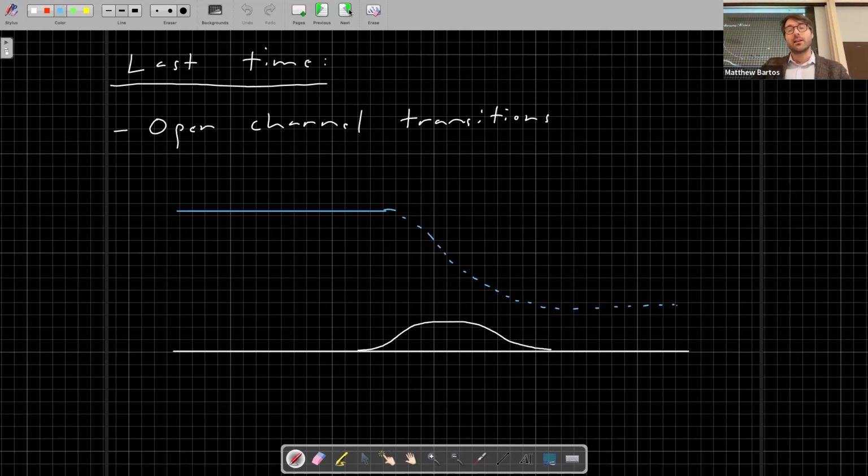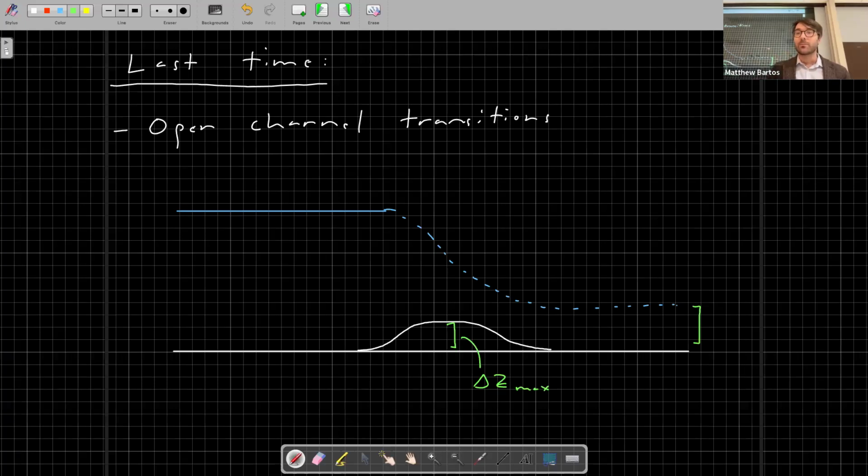crest of this transition. And then towards the end of class last time, I gave you an example problem to work on where you were to find the height of the ridge needed to produce the critical depth. So this was the problem from the end of the last lecture. You were to find the height of this transition needed to produce the critical depth at the crest of the bump and would produce a supercritical flow regime downstream.